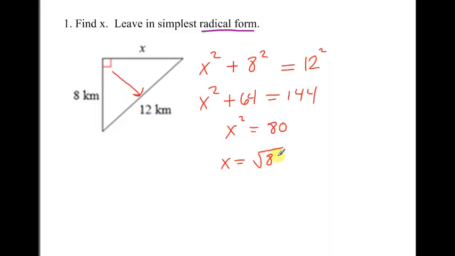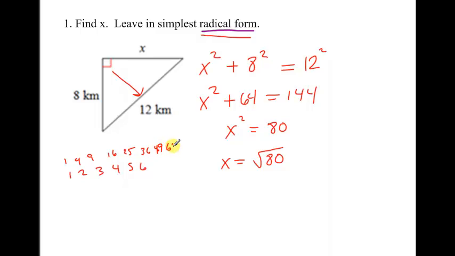Now do not get your calculator because we're not going into decimal. We're leaving it in exact, simplest radical form. So that's what we've been practicing. How do I get the square root of 80? Well, remember the little chart. We've got 1, 2, 3, 4, 5. Thinking of perfect squares. 1 squared, 2 squared, 3 squared, 9, 16, 25, and I'm looking for anything I could pull out of there.